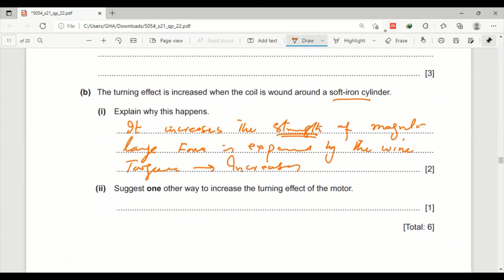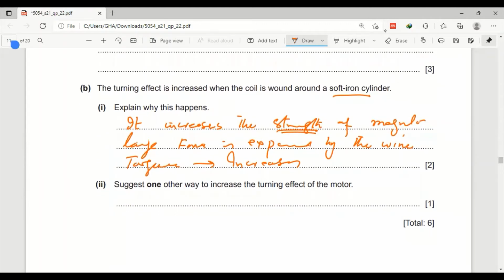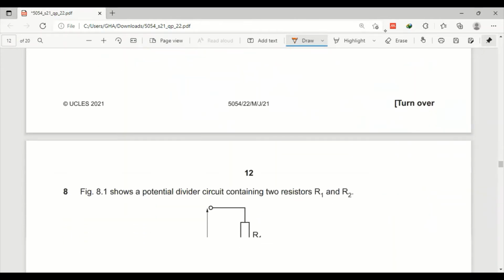Just one other way to increase the turning effect of the motor: increase the voltage supplied. You can write voltage. We have to write only one. So by increasing the voltage, we can increase the turning effect. And the second option is by increasing the number of turns of the coil. So more turns, more force experienced, but we have to write only one, don't write two.